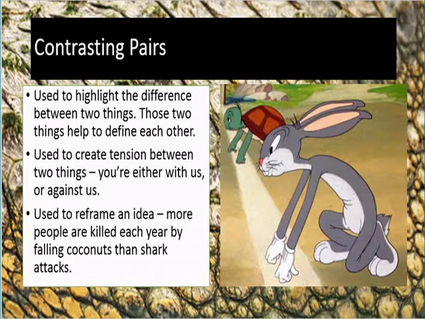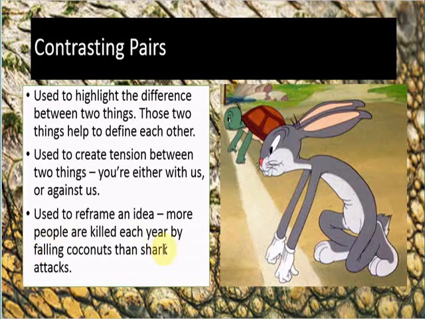Sometimes a contrasting pair is used to reframe an idea. So here you've got the idea that more people are killed each year by falling coconuts than shark attacks. Now, this is using a contrasting pair and turning it round on its head. It's quite a tricky one, but if you get away with it in your work, it works brilliantly. Because we'd normally say shark attacks are dangerous, and falling coconuts probably not that dangerous. It's just fruit, it's fine.